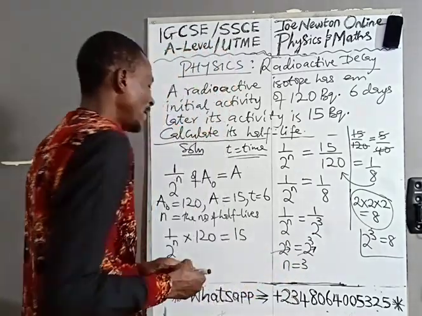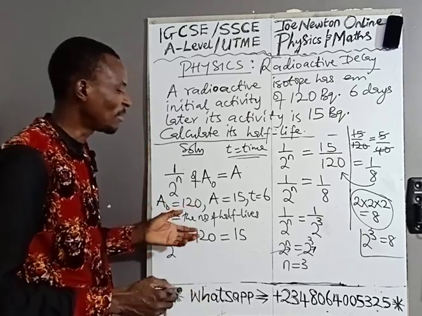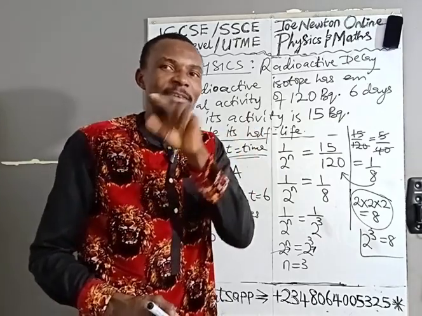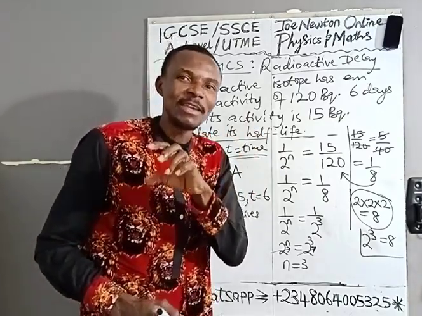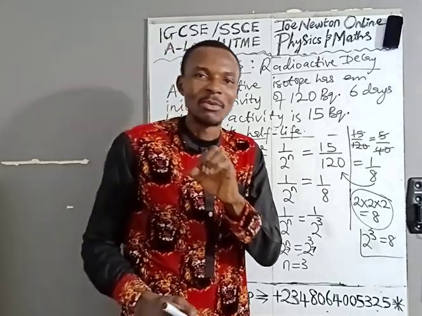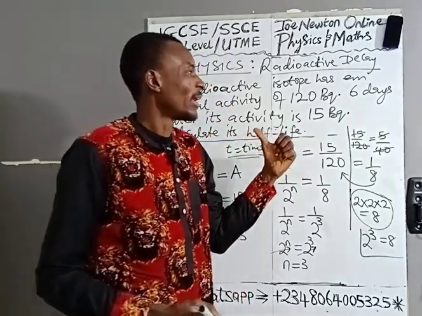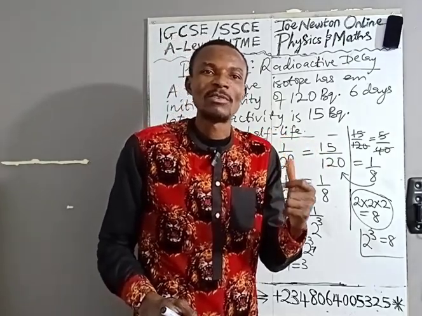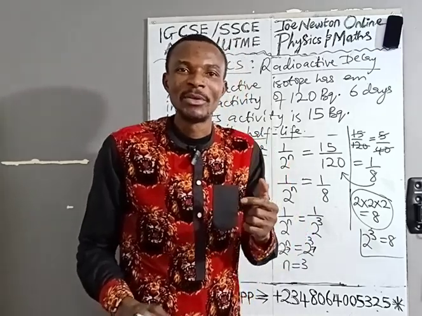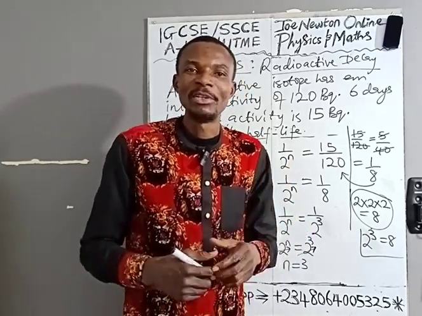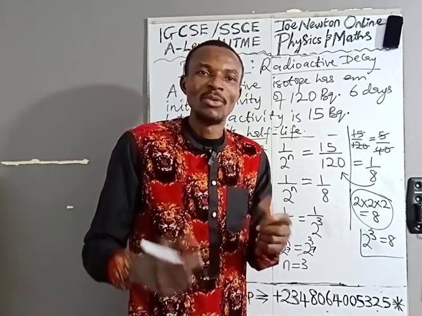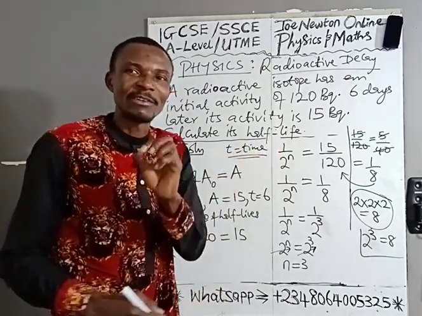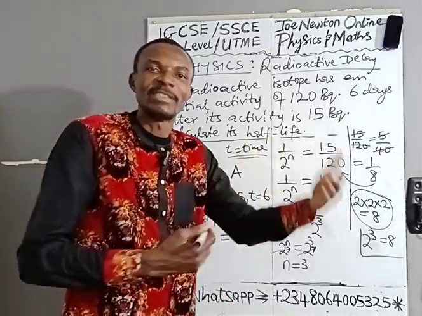Now we have found our n, which is the number of half-lives. But the question asks us to find the half-life itself. This is where some students make mistakes in external exams, because this is a critical question taken from past questions. You see this in JAMB, you see this in the international Cambridge examination. So be mindful of the question. So we are asked to find the half-life itself, not the number of half-lives in the activity.